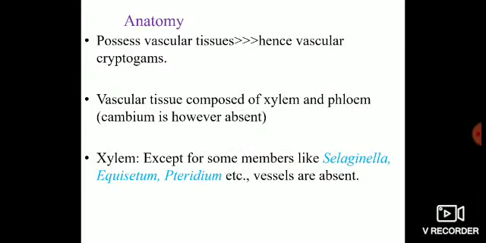Today we are going to discuss anatomy in case of pteridophytes. First of all, let me tell you what the literal meaning of anatomy is. Anatomy is derived from two words, ana and tome. Ana means up and tome means cut. That means if you are studying something after cutting it up, you are studying it as anatomy.